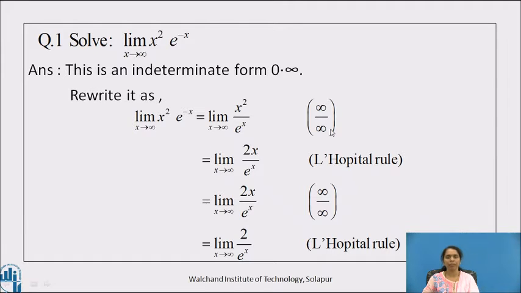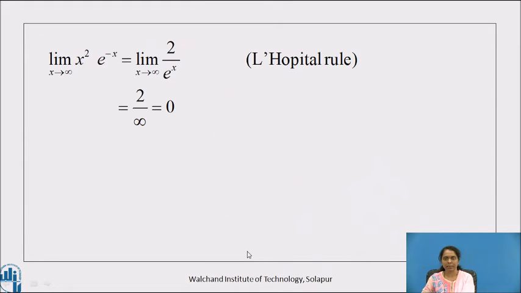Now this is infinity by infinity form, which is equal to limit x tends to infinity, apply L'Hospital's rule to this indeterminate form. Numerator derivative is 2x, denominator derivative is e raised to x. That is equal to, now if you put x equal to infinity directly, again it's an infinity by infinity form. It's an indeterminate form. So apply L'Hospital's rule, that is equal to limit x tends to infinity, derivative of numerator is 2 and that of denominator is e raised to x.